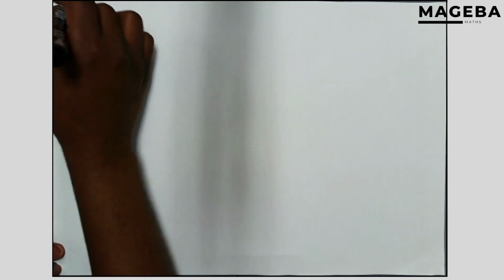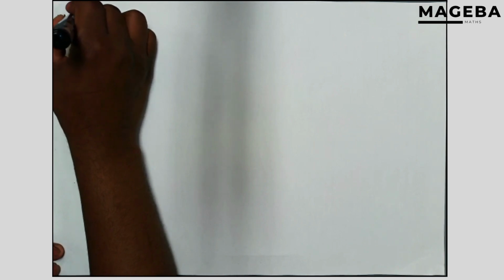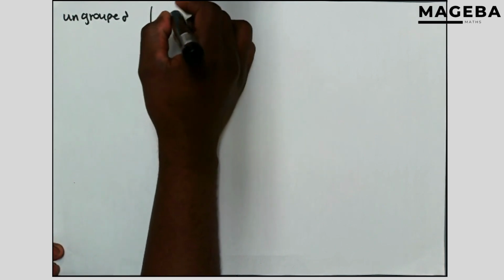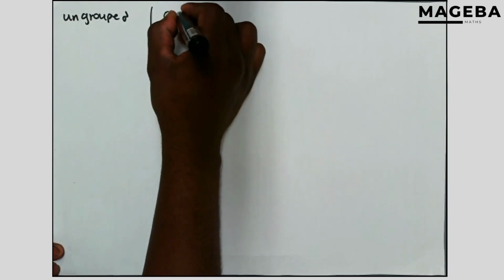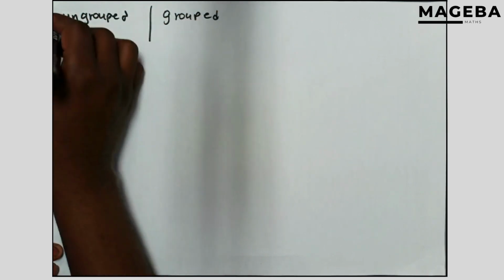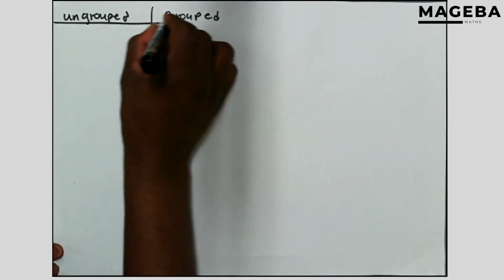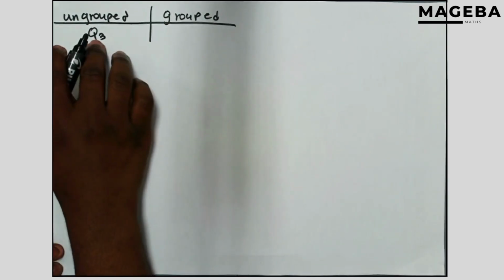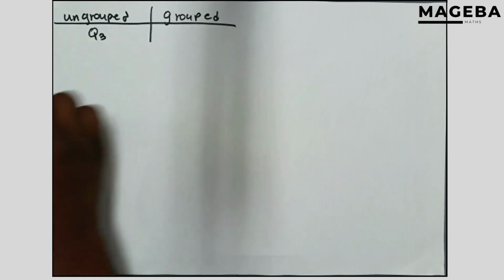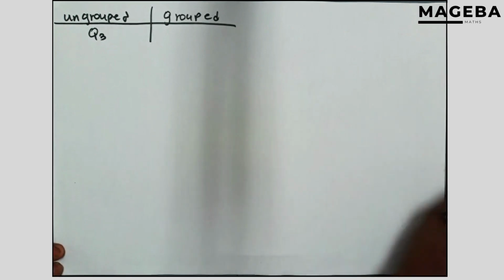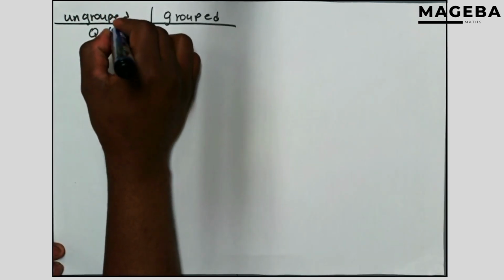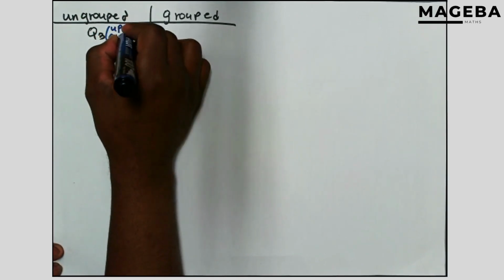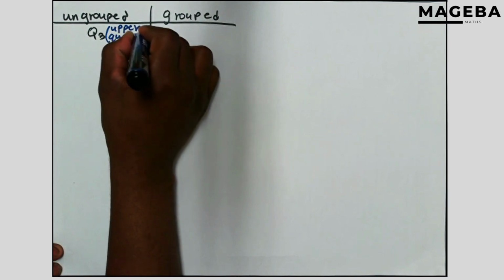And now, guys, we're going to continue from where we were, remember, we were doing Q3. We still have ungrouped, and we have grouped. Then we have Q3. Q3, remember, it's our upper quartile.